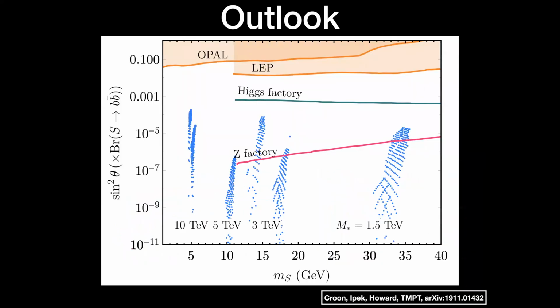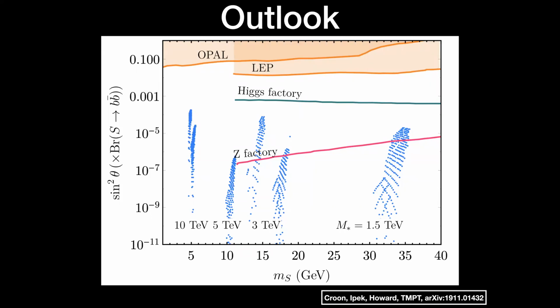If I put that together onto limits that I have, this is as a function of the mass of the singlet on the x-axis, and then the mixing sine squared theta, the mixing angle between phi and the Higgs, times the branching ratio for the singlet into BB bar on the y-axis. This just turns out to be a convenient parameter choice because it scales out most of the collider signature dependence. You can see the limits that were placed by LEP, by Opal, and by the LEP experiments collectively. Those are the orange regions that are ruled out.